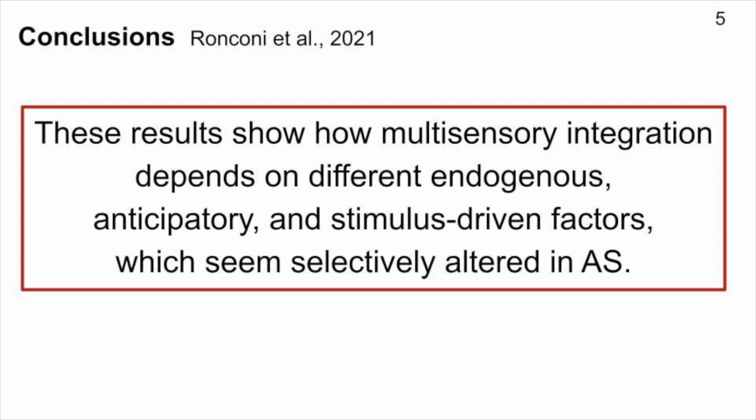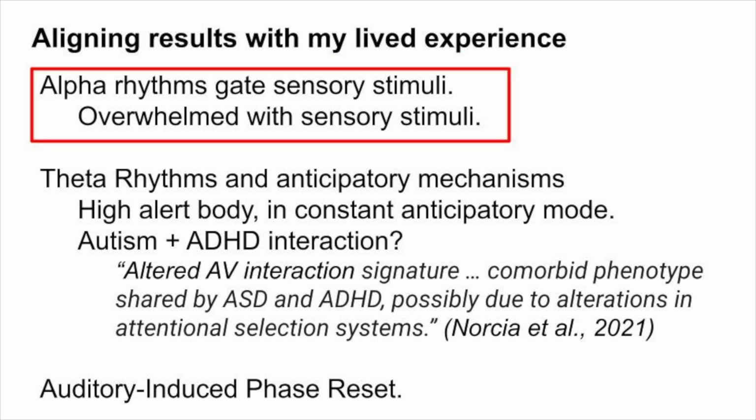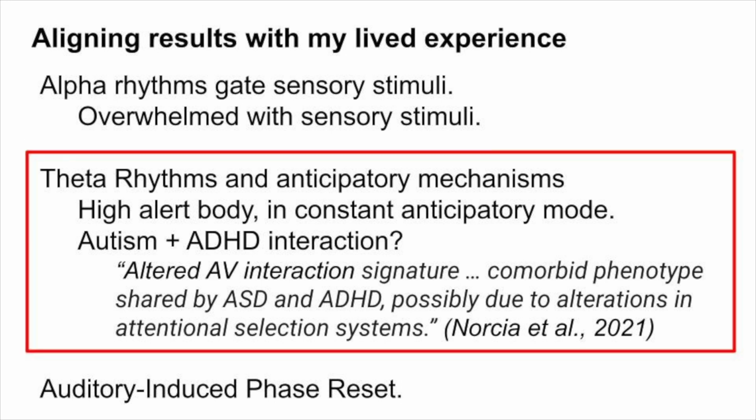I wanted to see how these results align with observations of my lived experience as an autistic. I don't claim to represent all autistic experiences, of course. The first result does seem to align with my experience. My body does get overwhelmed with sensory stimuli and alpha rhythms do serve to gate sensory stimuli. I'm ambivalent on the second result.